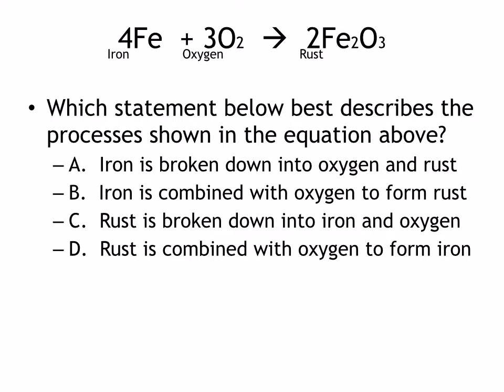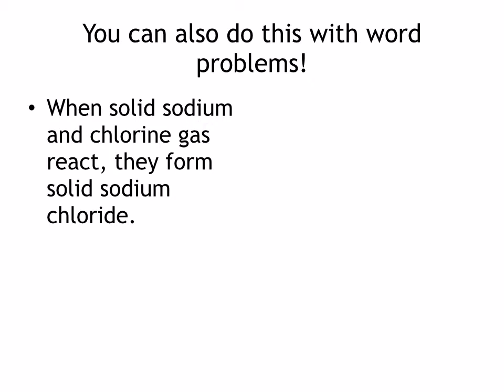So if we look at an example here, it says we have 4 iron plus 3 oxygen make 2 rust. So which statement below best describes the process shown in the equation? Of these answers, iron is combined with oxygen to form rust. Answer B is your best option here. And you can also do it with word problems, which is the practice that you'll see in your module packet after you watch this video.